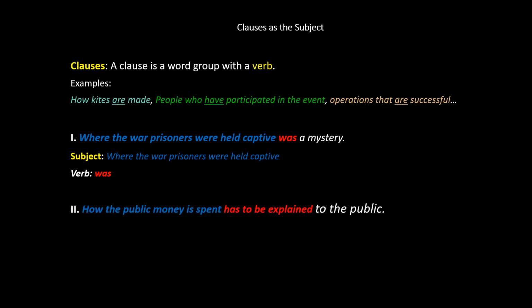What is the subject in this sentence? In this sentence, the subject is how the public money is spent. This is a clause. What is the verb? The verb is has to be explained. What has to be explained? That is how the public money is spent. Note, usually we use a singular verb if the subject is a clause.